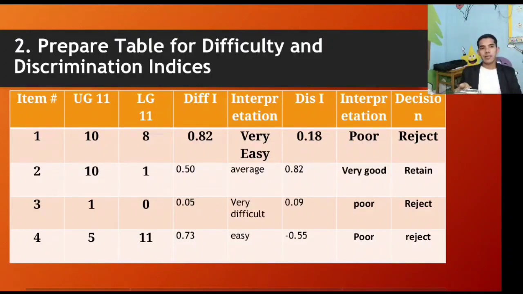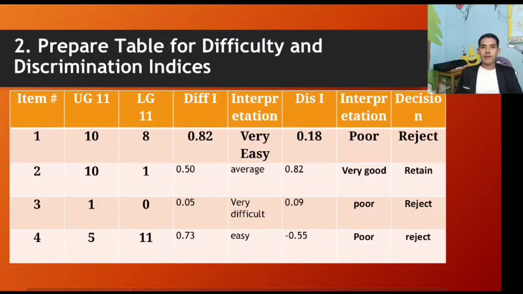Again, it is the subtraction of the upper group and the lower group, which is 10 minus 1, equal to 9. 9 divided by 11 is equal to 0.82, which is a very good item. So we have average from the difficulty index, and a very good item in the discrimination index. That means retain. The item should be retained.